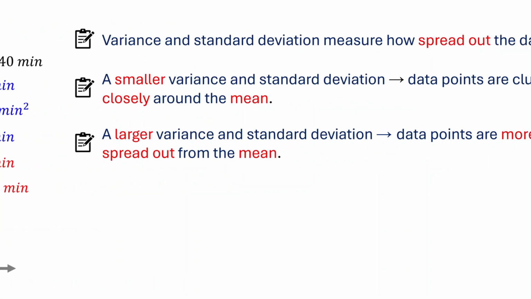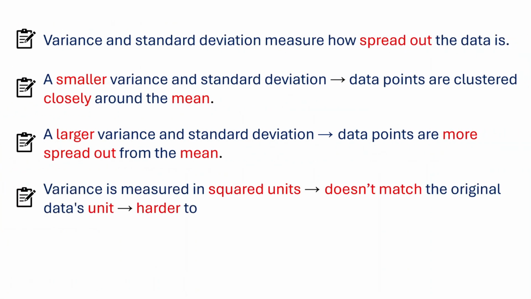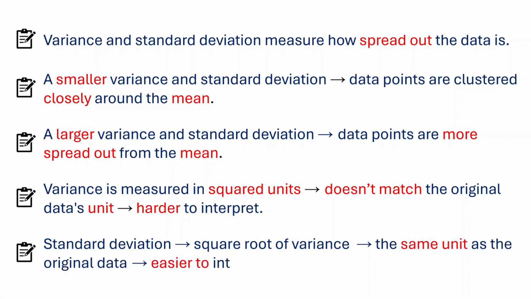So the key takeaway here is, variance is measured in squared units, which does not match the original data's unit, making it harder to interpret. Standard deviation fixes this by taking the square root, bringing the unit back to match the original data. Since standard deviation is in the same unit as the data, it's much easier to interpret. Think of variance as a calculation step, and standard deviation as the final, easy-to-read result. That's why standard deviation is more commonly used, especially in real-world applications like finance, where it helps measure stock market volatility.